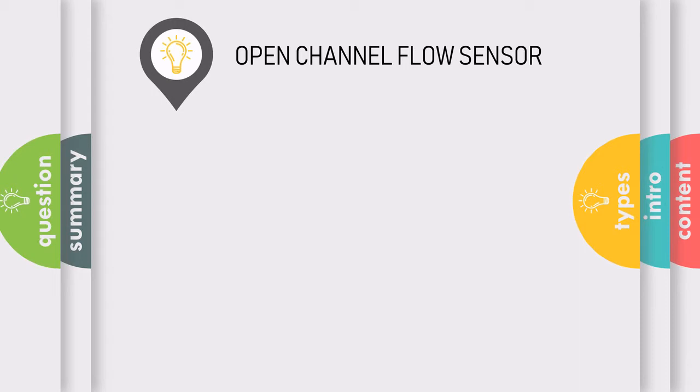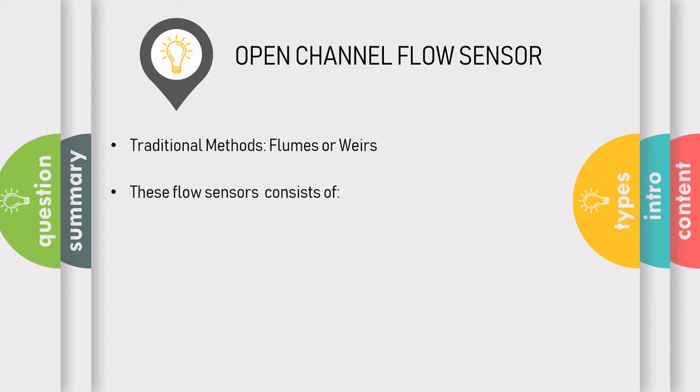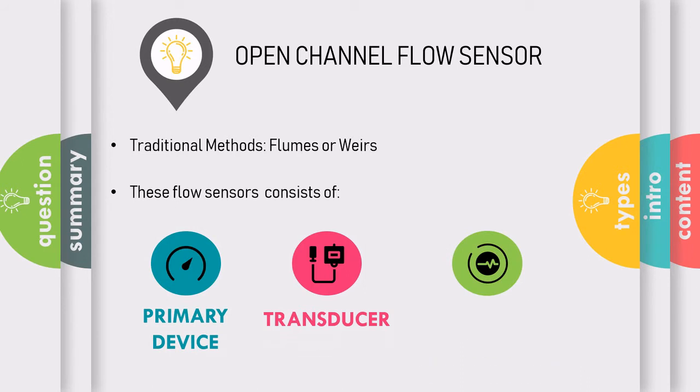There are several types of open channel flow meters. The traditional methods use primary devices such as flumes or weirs. These consist of a primary device, transducer, and flow transmitter. The wetted primary device restricts the liquid flow stream. A transducer is mounted on or near the primary device to sense the level. The electronic flow transmitter uses the signal from the transducer to measure the level and determine the liquid flow.